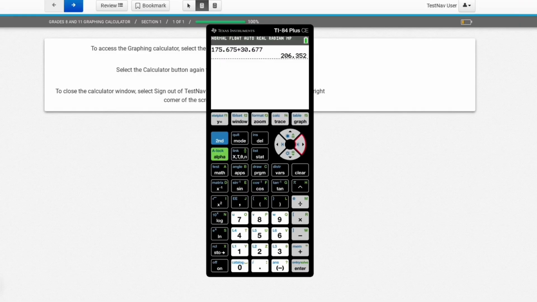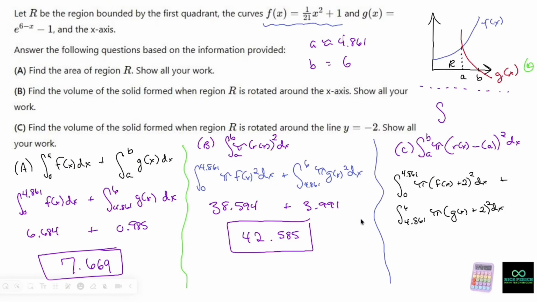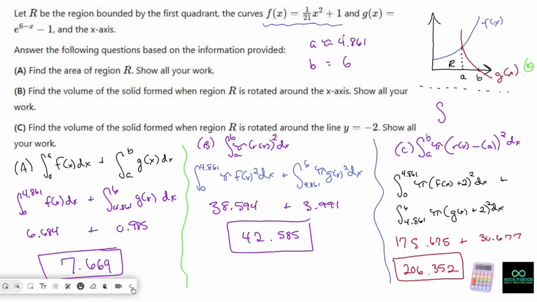Thank God. All right, so this top guy ended up being 175.675. This guy ended up being 30.677. And when we added them together, we got 206.352. Yum, yum, yum. I don't need that over there. That's in the way. All right, that was intense. So hopefully you enjoyed it because I certainly did. All right, more to come.